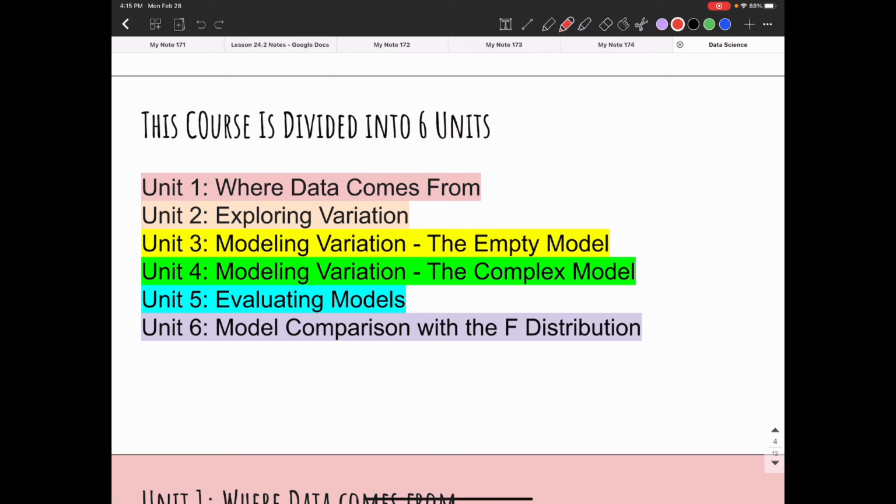This course is going to be divided into 6 units. Unit 1 is where data comes from. Unit 2 is exploring variation. Unit 3 and 4 is modeling variation. Unit 5 is evaluating models, and Unit 6 is model comparison.